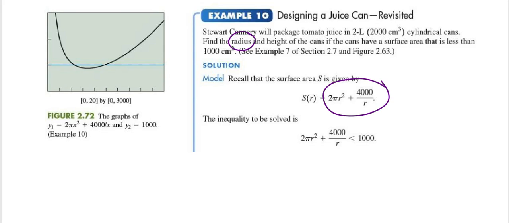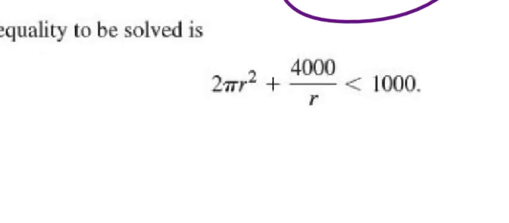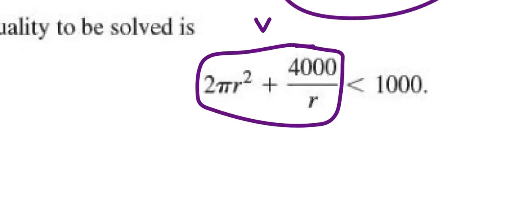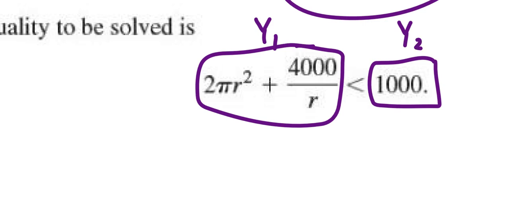Now, reading more into this problem, it says that if the cans have a surface area that is less than 1,000 square centimeters. So what I'm trying to focus your attention on here is this part right here. That's your Y1. This part over here is your Y2. We want to know when the Y1 is smaller than the Y2.